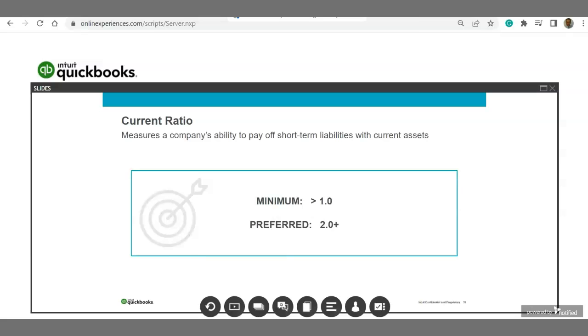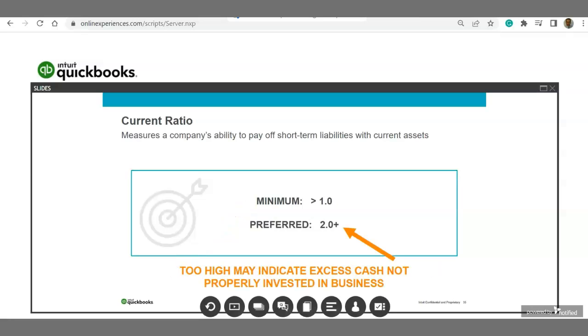but if it's lower than 1, that indicates poor financial health. If it's too high, it could indicate excess cash that's not being properly invested in the business. Maybe you could buy more assets that will create more profit.